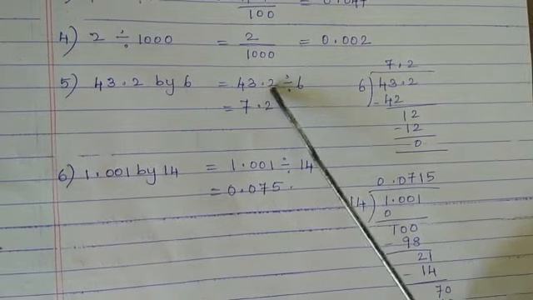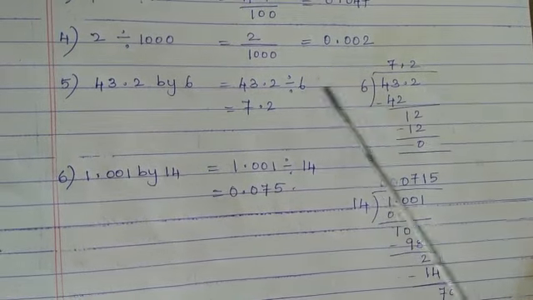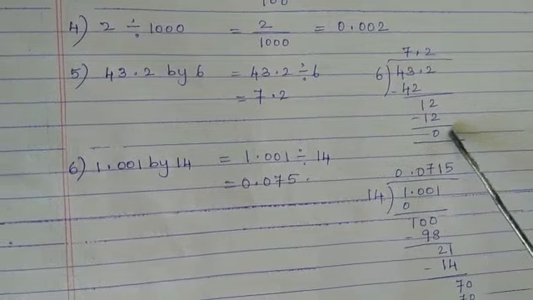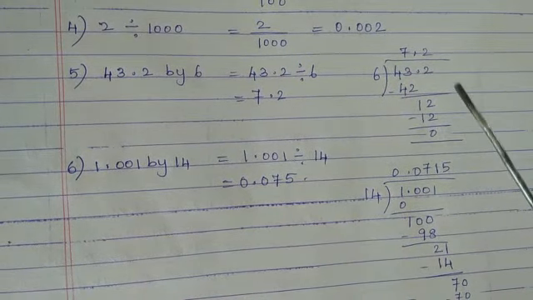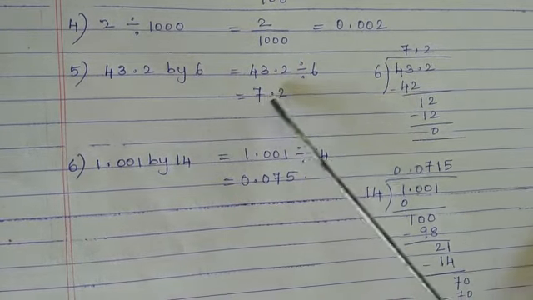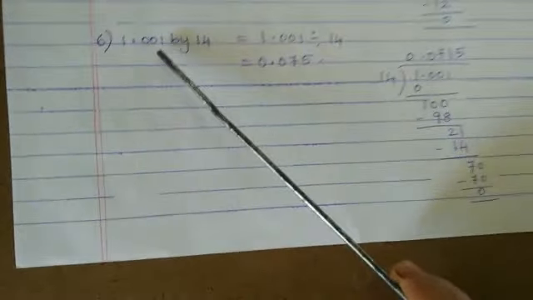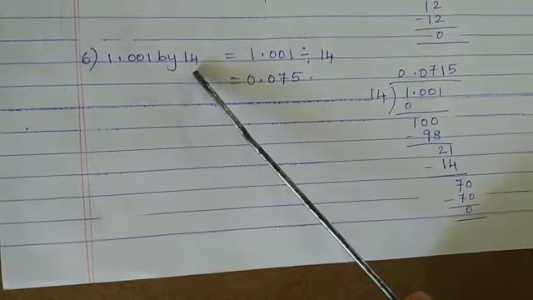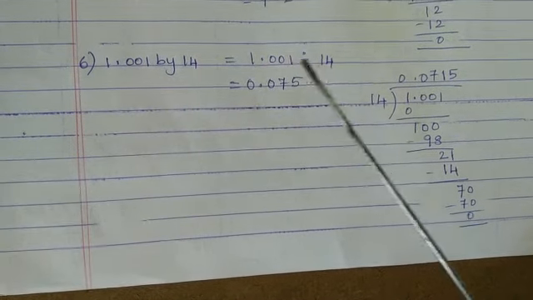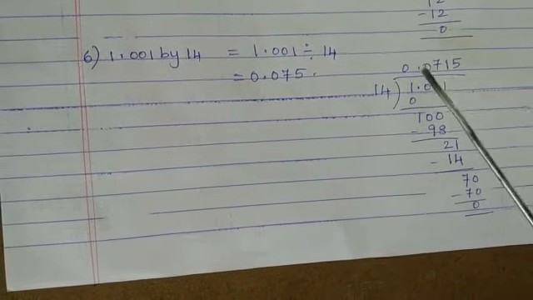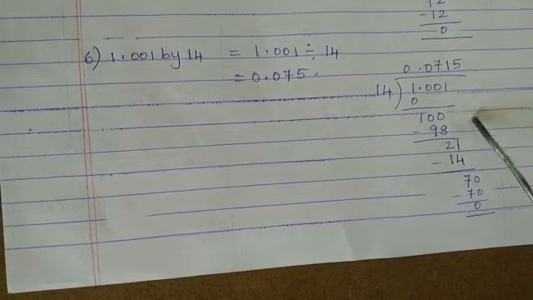Number 5, 43.2 divided by 6. This is a decimal number divided by a whole number. So you do the same process until the remainder is 0. Then you will get a quotient, that is 7.2. Number 6, 1.001 divided by 14. Here also a decimal number divided by a whole number. We have to do this in the same process.